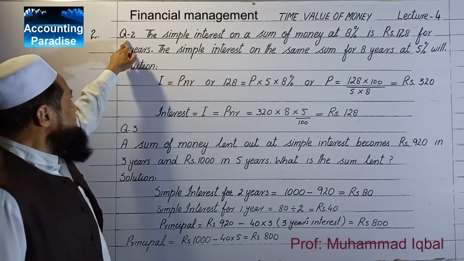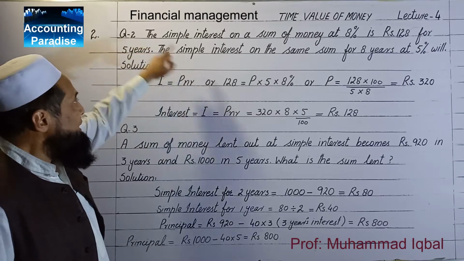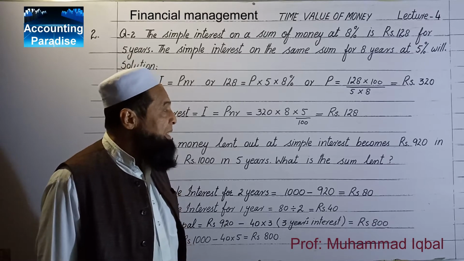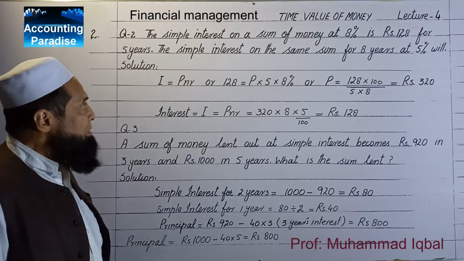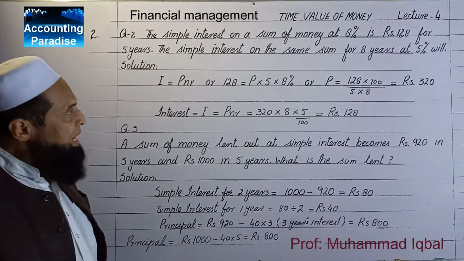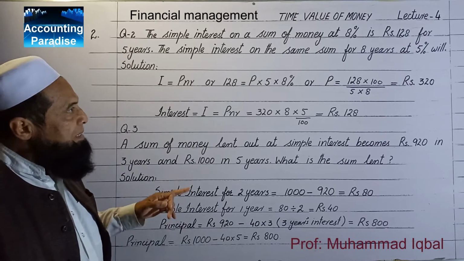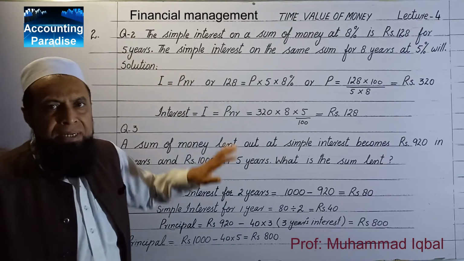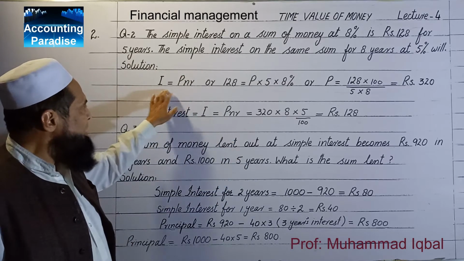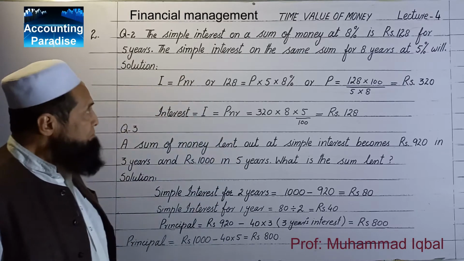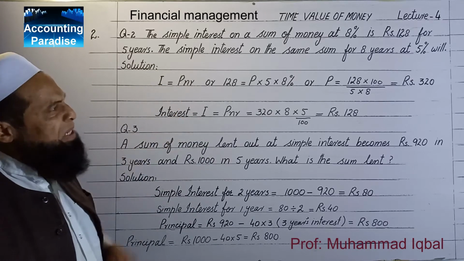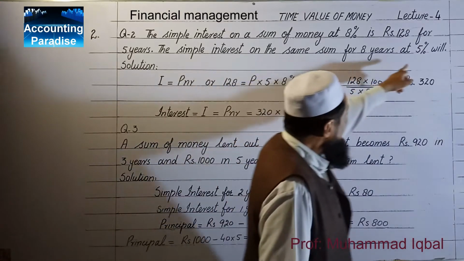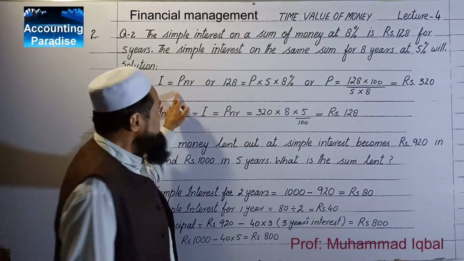This is the second question on simple interest. The simple interest on a sum of money at 8% is 128 for 5 years. What will be the simple interest on the same sum for 8 years at 5%? All the questions upon simple interest can be calculated by this simple formula, I is equal to PNR. Now in this question we need the principal to calculate interest for 8 years at 5%.